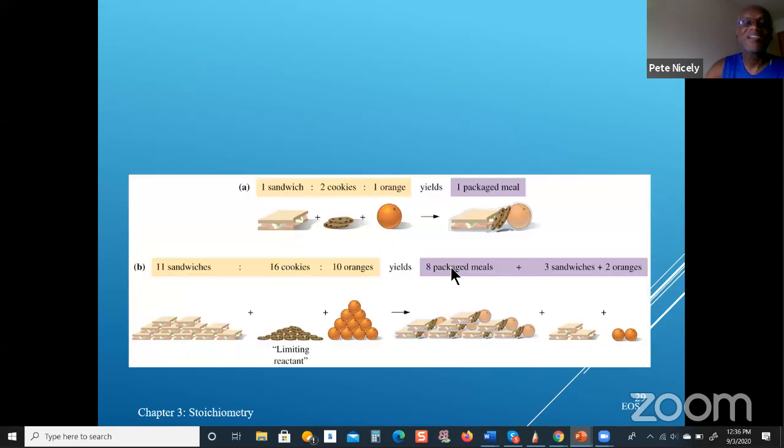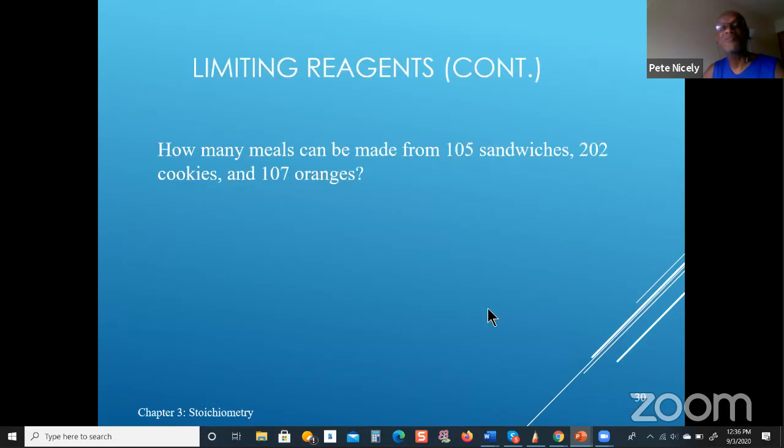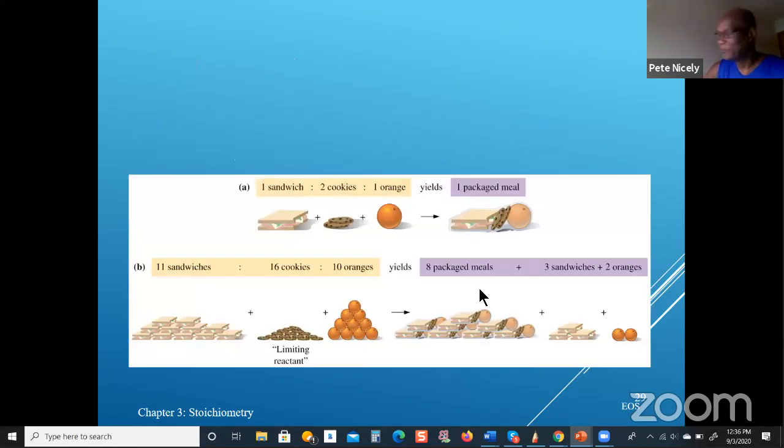Sorry about that. So basically, in this sense, the cookies are the limiting reactant, and this would be the amount of packaged meals you expect to get. And you're going to have 2 oranges left over, and you're going to have 3 sandwiches left over. And therefore, that would be the result of this situation.